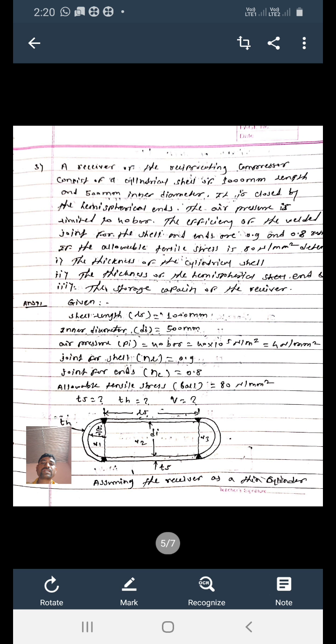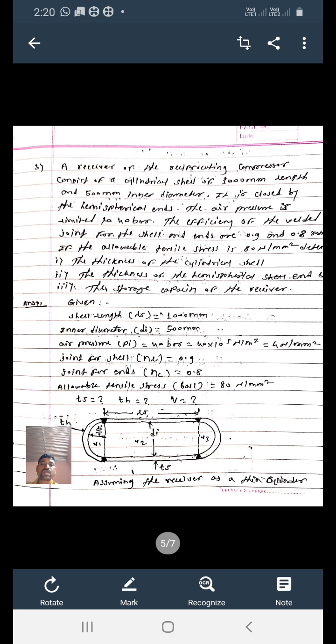Thickness of the cylinder shell, TS, then thickness of the hemispherical end, TH, and the storage capacity of the receiver. Storage capacity is denoted by V. Okay, in the last numerical we calculated both values. The only new value is the storage capacity of the receiver.